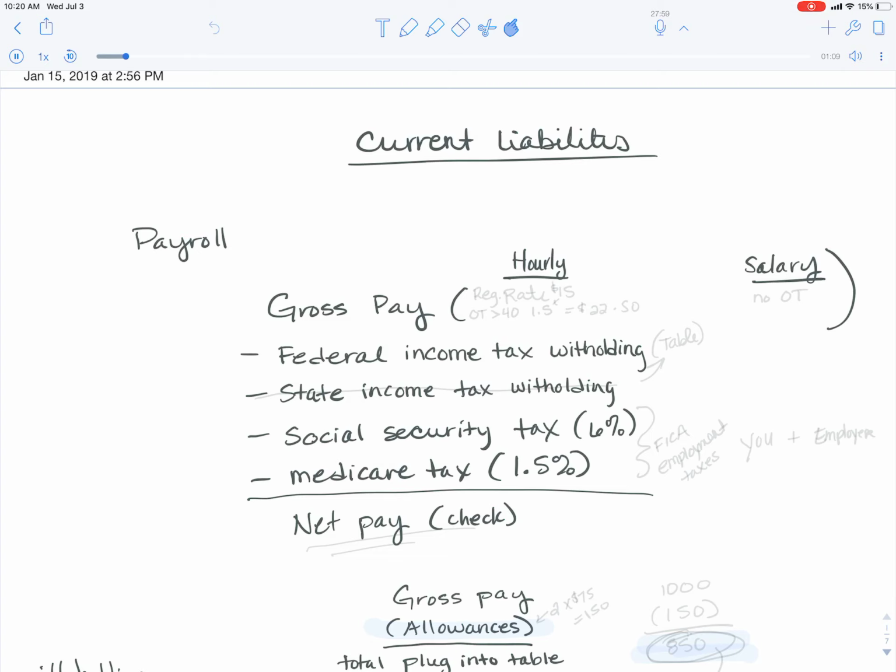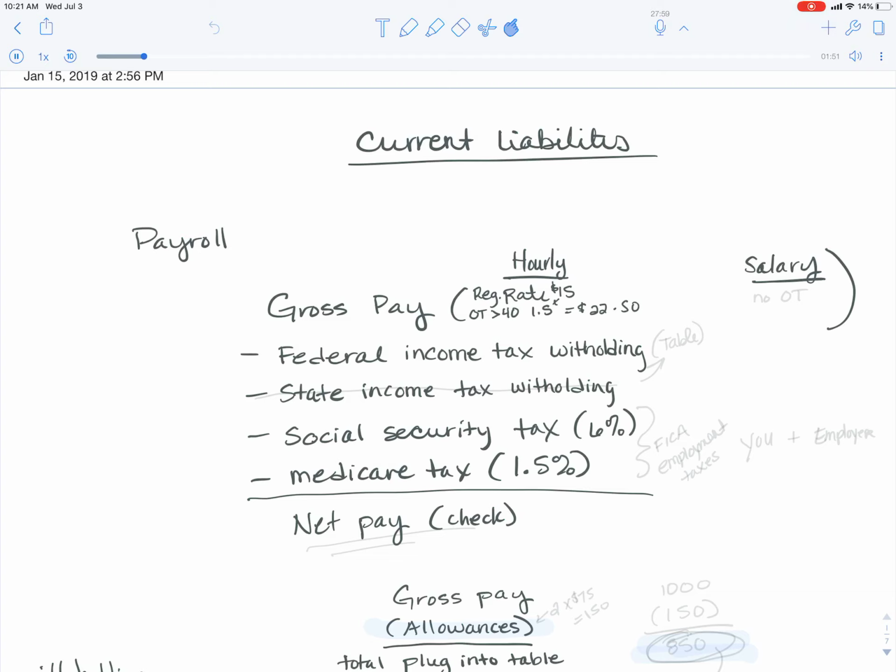Now, gross pay can be made up of, if you were an hourly employee, your regular hourly rate. And let's just say in this example, it's $15. Okay, so you make a regular rate of $15. Now, if you're hourly, if you work overtime, and overtime is typically greater than 40 hours a week, you are going to make time and a half. So 1.5 times that 15 is actually $22.50 an hour that you'll make for any hours you work over 40.